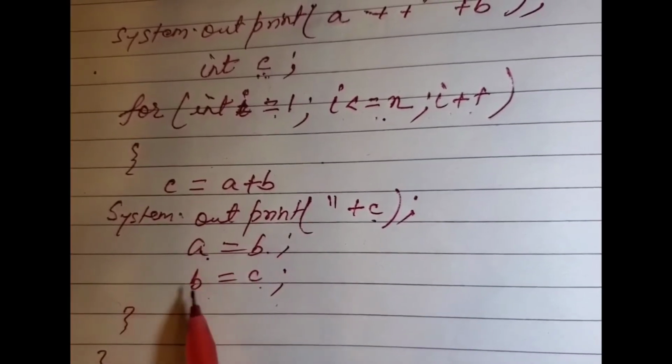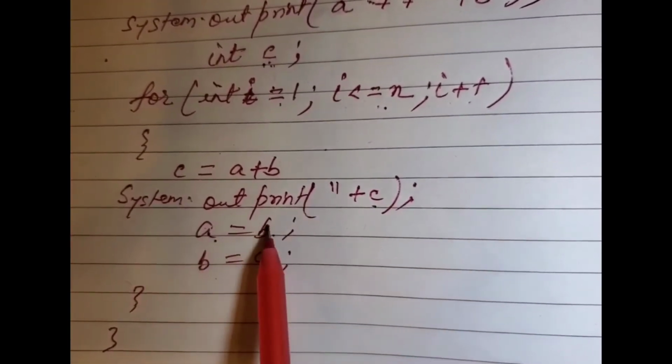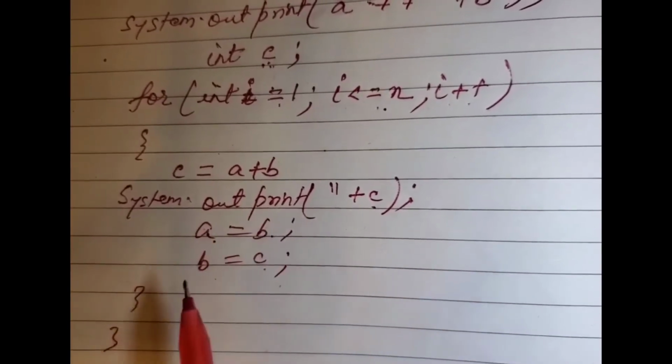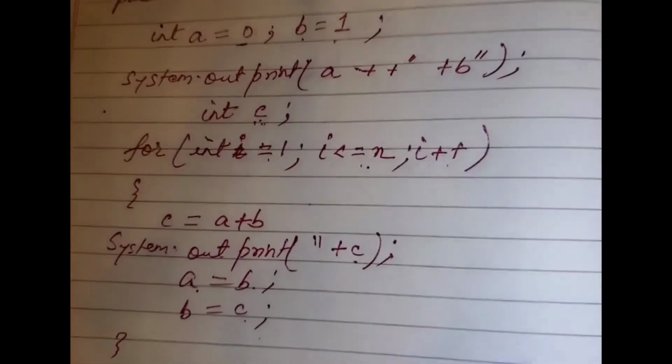What will this do? The value of first means the value was 0. Now the value 0 will become 1 and then the 1 will become C. Means they will interchange the previous value. So this is all about the program.